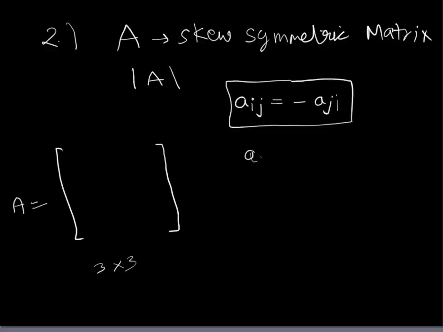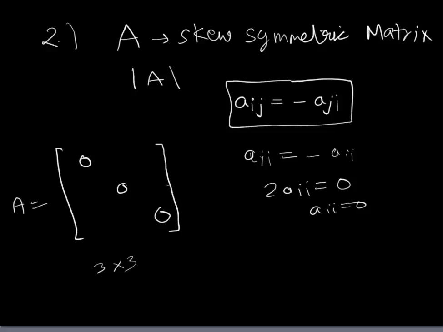So we have aii is equal to minus aii. Now just bring this term to the left hand side. We have 2aii is equal to 0, which means aii is equal to 0, which means that all the elements on the principal diagonal are 0. So this is 0. So let us consider all the other elements.